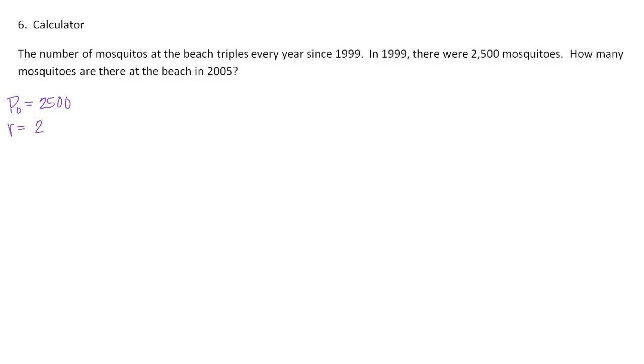And let's see, that happens every year. And now we need to know, well, over what time period? So from 99 to 2005, that's going to be a total of 6 years. And so now we have everything we need to set up our problem. 2,500 times 1 plus 2 raised to the 6 over 1.